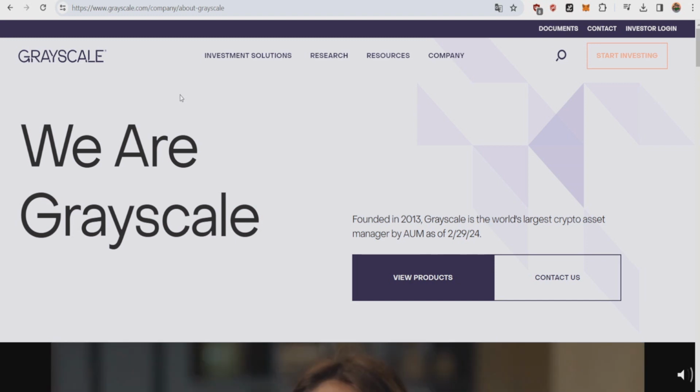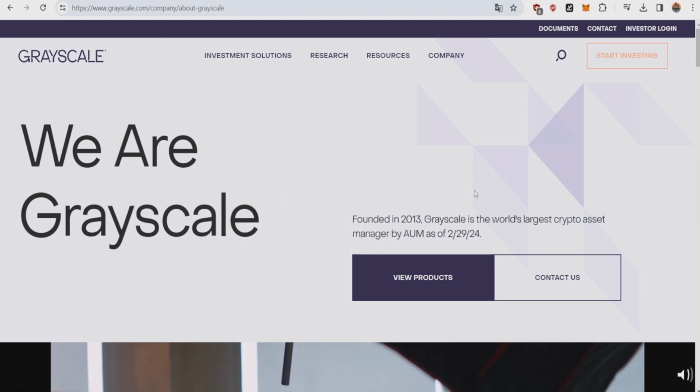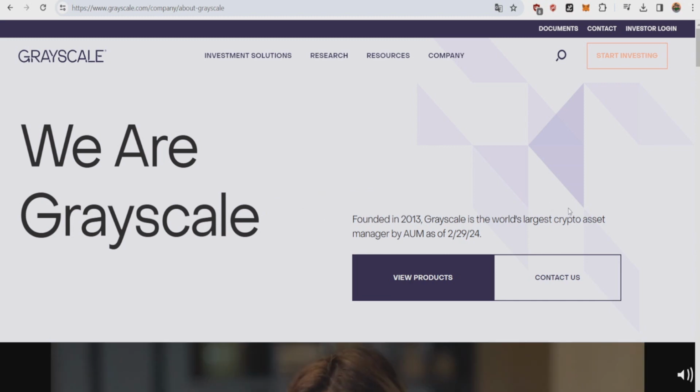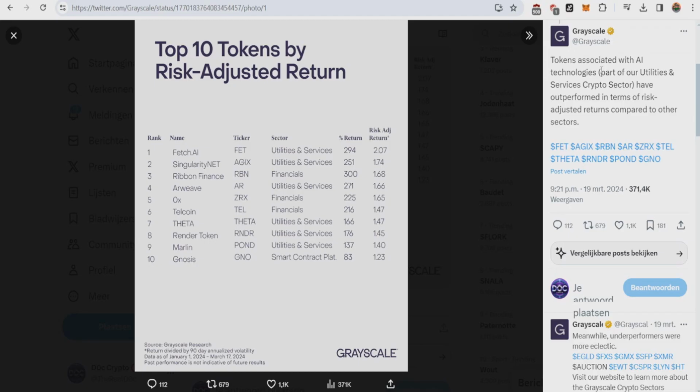So the first topic I want to talk about today is Grayscale, which is basically the world's largest crypto asset manager. The reason why I want to talk about Grayscale is because they have been mentioning Render a lot lately. The first example is from March 19th, where they made a post about tokens associated with AI technology, in which of course Render was mentioned because of its really nice year-to-date performance of 176%. The reason why Grayscale is making these kinds of posts is because they actually want to get people hyped for AI coins and want to FOMO investors.